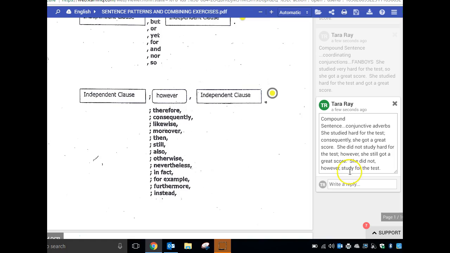Okay? Look to the right of the word however. Study for the test can't stand on its own. So this is how come I don't put a semicolon here. So the word however can sometimes be a bit tricky. All of these can be. You have to really look to determine, do I really need a semicolon? Is what I'm conjoining independent on both sides? Okay? All right, so those are called conjunctive adverbs, and this creates a third type of a compound sentence.